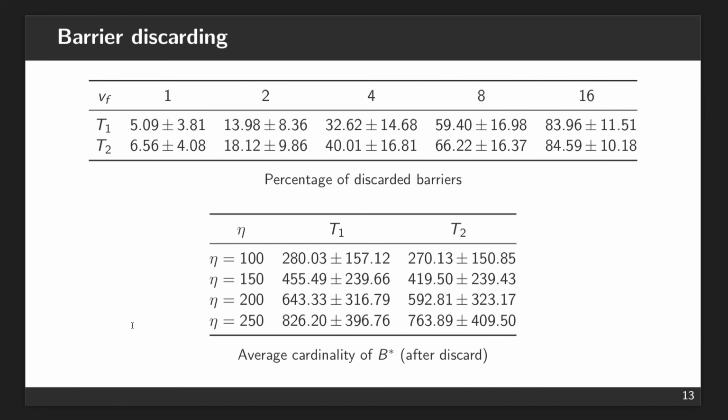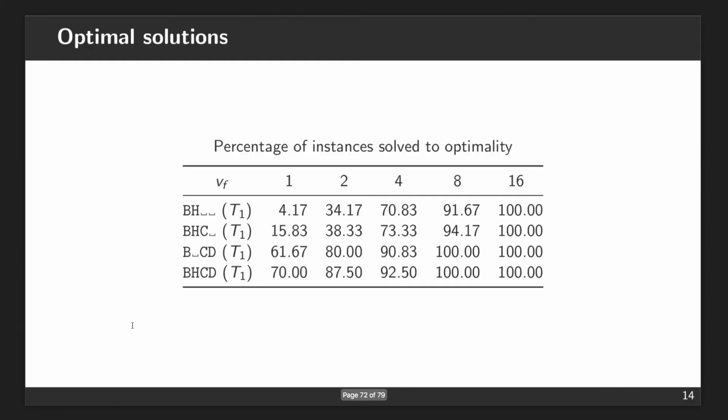Just to give you an idea of the size of the ILP, remember that the number of variables and the number of constraints is polynomial sized in the number of barriers. So these are relatively huge models. And this is what happened.